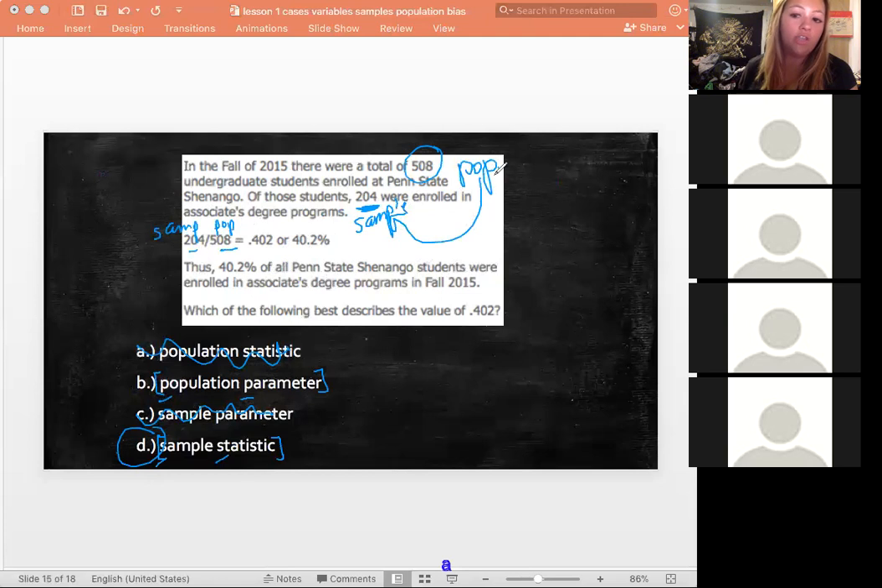So that 40.2% is the sample statistic that we got from the entire population of all the students that were associated. Technically, we're saying that this is representative of our population, but we're trying to figure out, because it says of all Penn State Shenango students. So in that case, that's our sample statistic, because we're taking it from our population and making inference there.